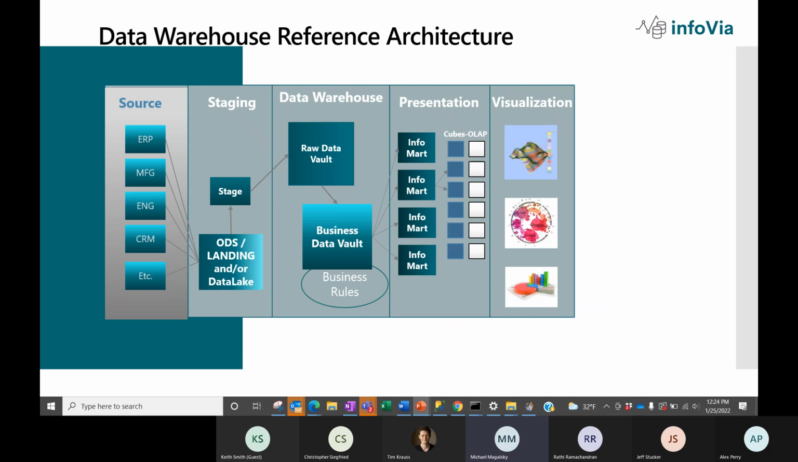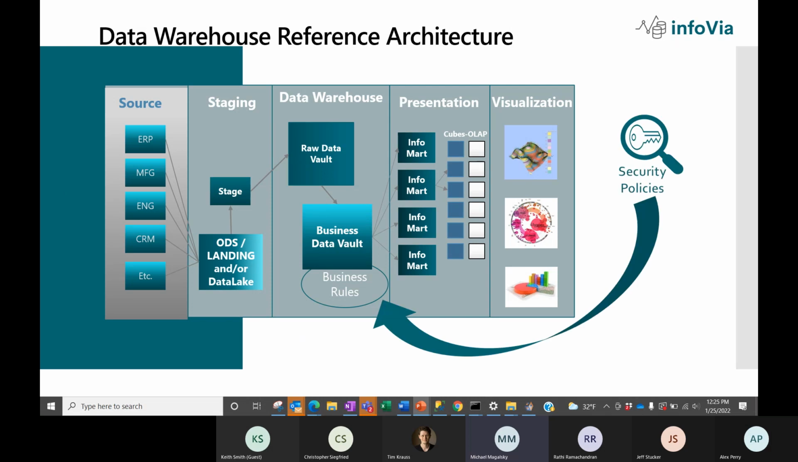So here's an example of what we at Infovia refer to as our data warehouse reference architecture. So you might start with a bunch of sources, pretty typical. You load those sources into a landing area or a data lake or both. Those run through a staging area as we generate some of the surrogate keys and then load them into the raw data vault. We have a business data vault that informs that using business rules, and then the MART level objects that are consumed by the downstream users and technologies that consume those MART objects.